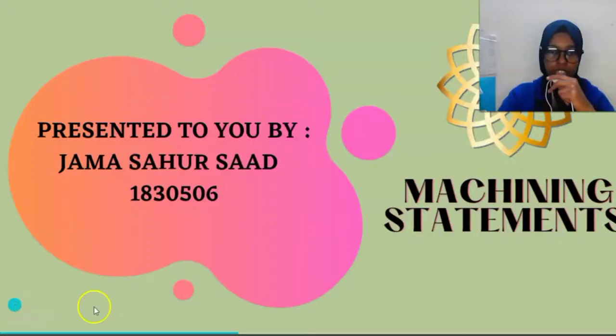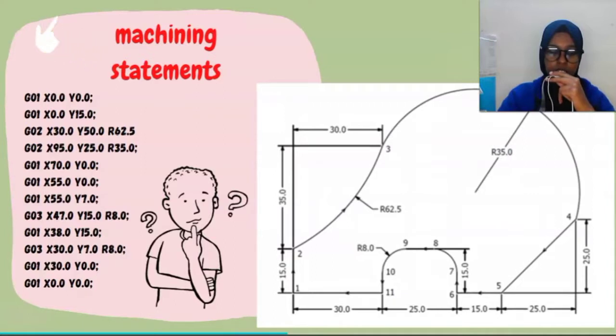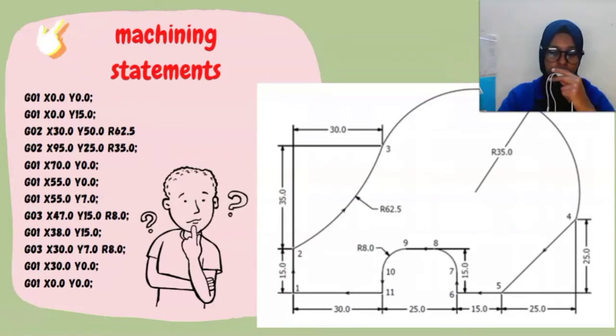It's Jamma Sahursal, and my part in this video is the machining statements. Actually, machining is a material removal process that takes raw material and transforms it into a desired final shape and size. And typically, this means the main program information, which means the determination of the coordinates of each point based on the part and tool composition of this image.